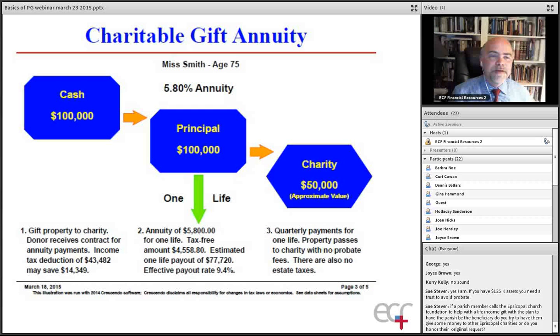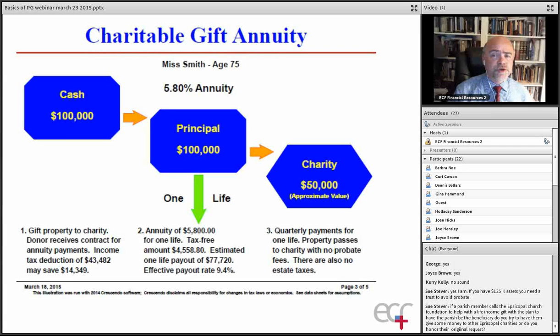In this case, Miss Smith has a belief in the future mission and ministry of her parish, has given $100,000 in cash. She receives a very significant tax deduction for that. And she'll also receive a fixed annuity for the rest of her life of $5,800. Now, just given the nature of this gift, a large portion, as you can see, is tax-free to her. Now, it's tax-free up until the age of her life expectancy because this is a repayment of principal to Ms. Smith.